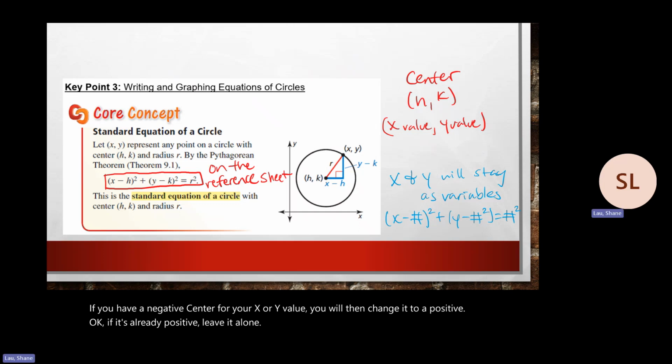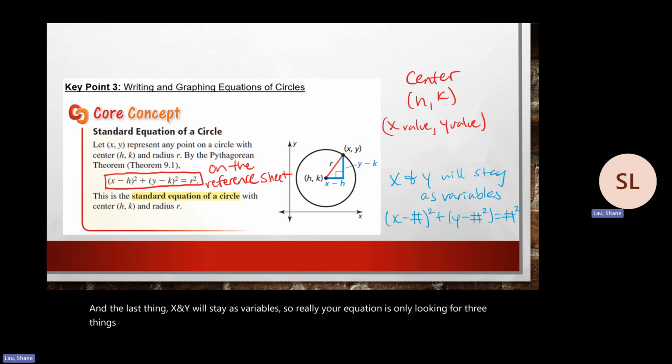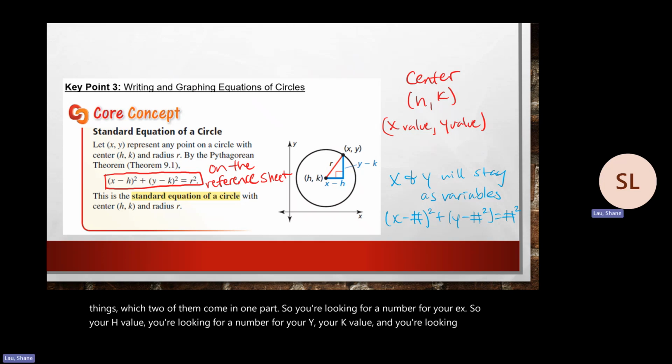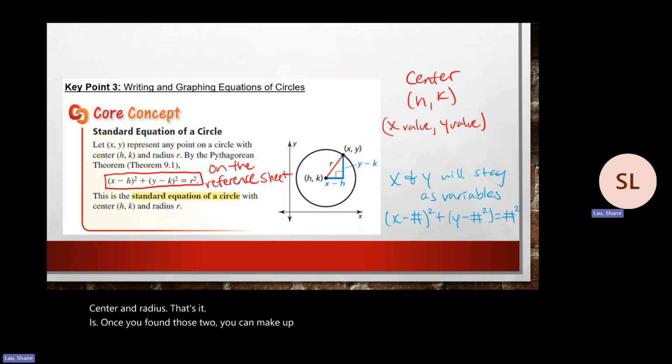And the last thing, X and Y will stay as variables. So really your equation is only looking for 3 things, which 2 of them come in one part. So you're looking for a number for your X, your H value. You're looking for a number for your Y, your K value. And you're looking for a number on the outside that everything's supposed to be equal to. That is your radius. So you really need to find 2 things, center and radius. That's it. Because once you found those 2, you can make up any single circle possible.